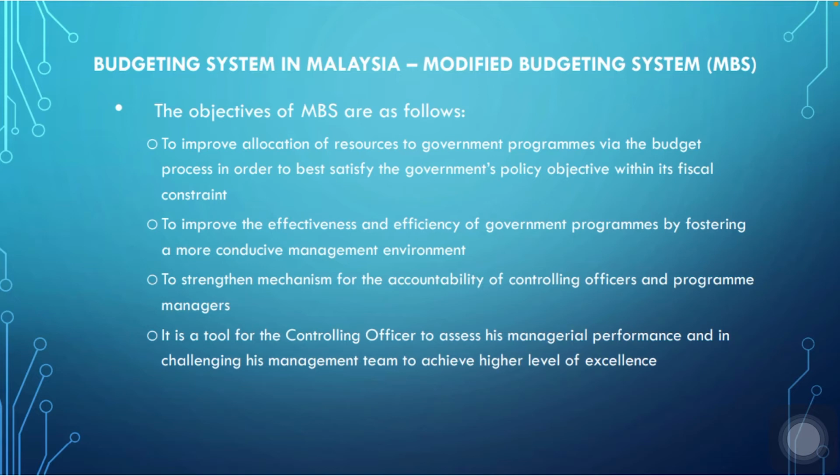And last but not least, it is a tool for controlling officer to assess his managerial performance in challenging the management team to achieve a higher level of excellence. So, controlling officer ni pun dia sangat penting lah. So, controlling officer ni refer kepada central agency lah. So, central agency kita ada Economic Planning Unit, kita ada MOF, kita ada National Audit Department, and then kita ada Jabatan Akauntan Negara. So, kita kata dengan controlling officer.